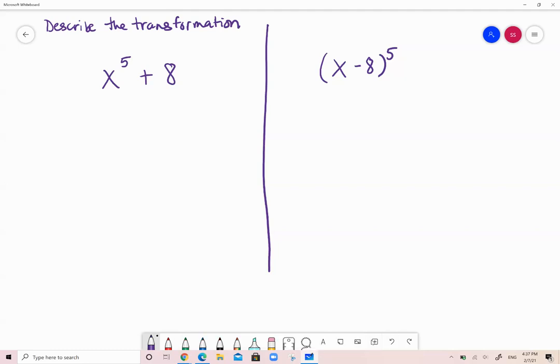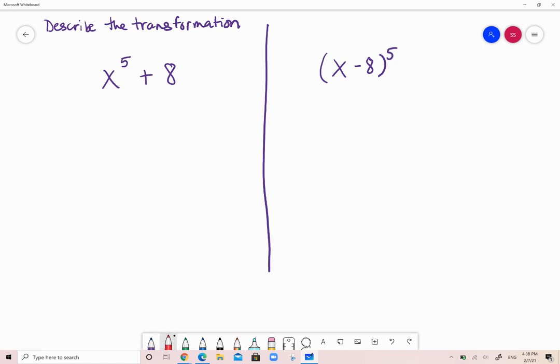Alright, hey guys, this is the last one. So this says describe the transformation. There's one way we learn about transformation. What does this plus 8 mean? You can do it that way, or you can graph on Desmos and look at the original versus what happened with the transformation.